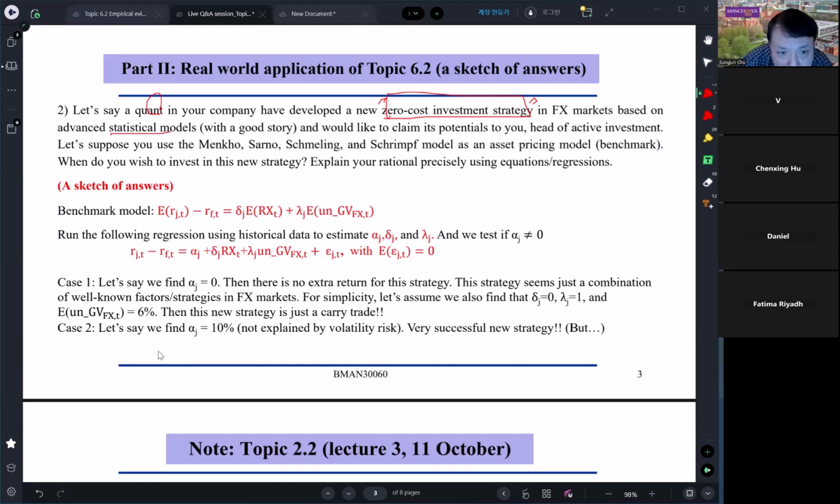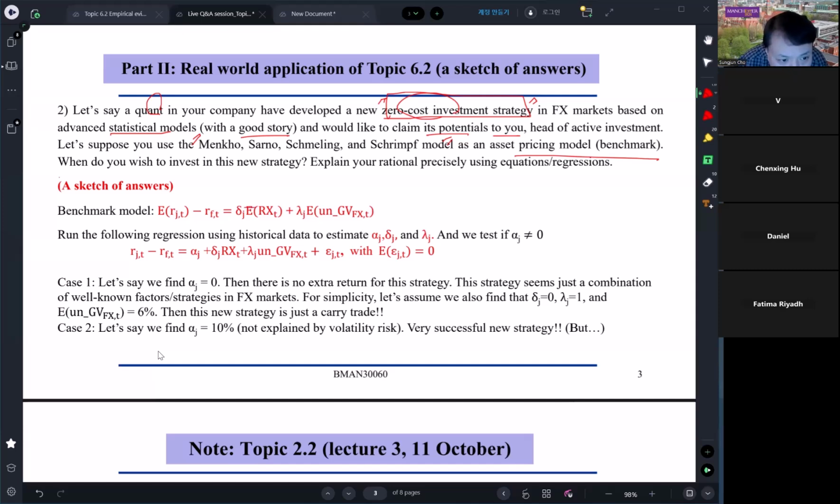It is an advanced statistical model with a good story, and the quant would like to claim its potential to you. So you are the head of active investment. You need to decide whether you want to invest in this strategy, whether this is a new strategy or not. Let's suppose you use this Lustig et al. model as a benchmark model for some reason. How do you know whether this new zero cost investment strategy is really new and profitable? How do you know that, right?